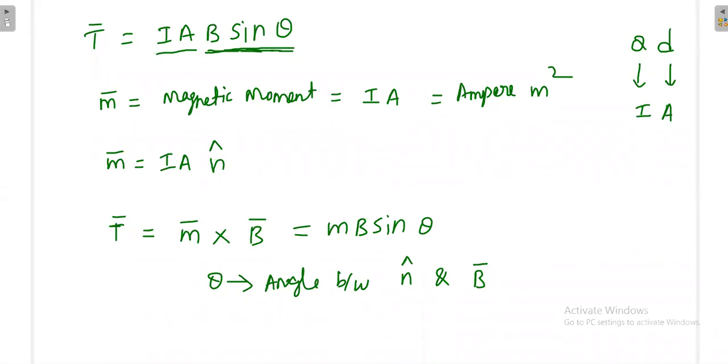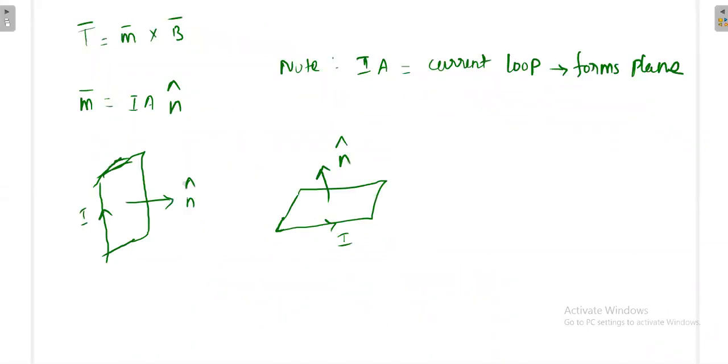Next, suppose the loop is in some other direction, say at any point of time, τ is equal to m vector cross B vector. You know the direction of the B vector is fixed, but the direction of the m vector varies as the loop moves, as the loop rotates. Definitely the vector will also rotate, so the perpendicular vector n cap will vary. So at any point of time, what is the m vector? The m vector is IA into n cap.